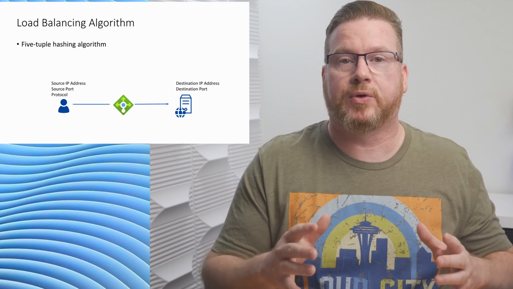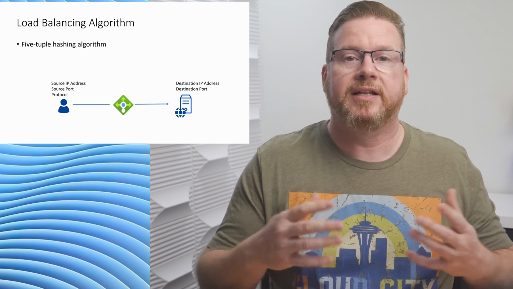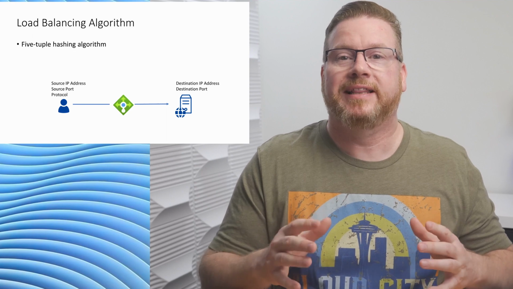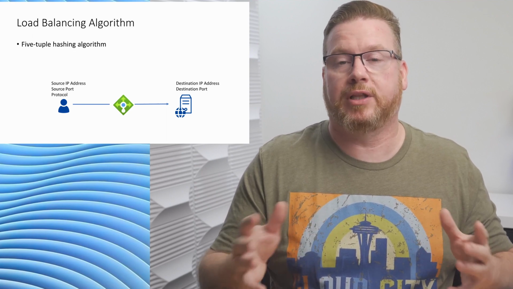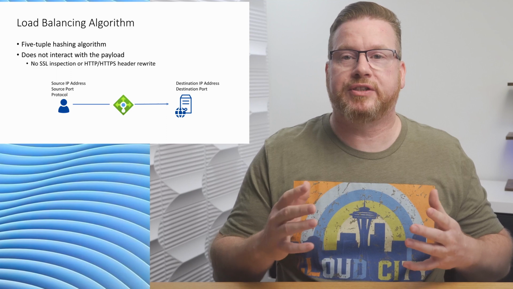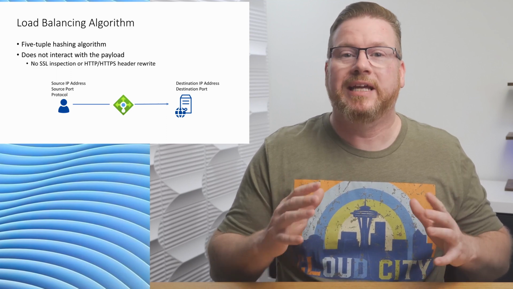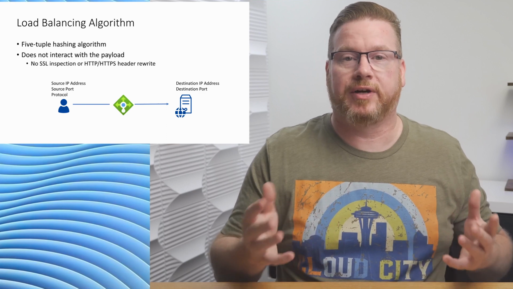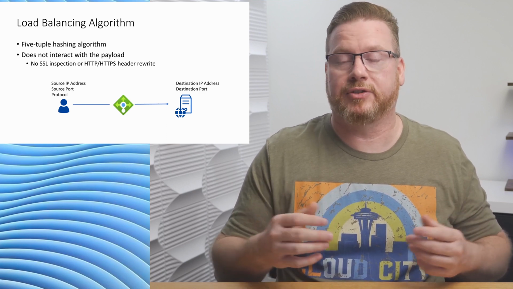A load balancing algorithm with a 5-tuple hash is used to distribute inbound traffic. This includes the source IP address, source port, the protocol, the destination port, and the destination IP address. The algorithm tracks sessions through the load balancer. The load balancer does not interact with a payload. It works at layer 4 only. There's no SSL inspection or header rewrites available on an Azure load balancer.